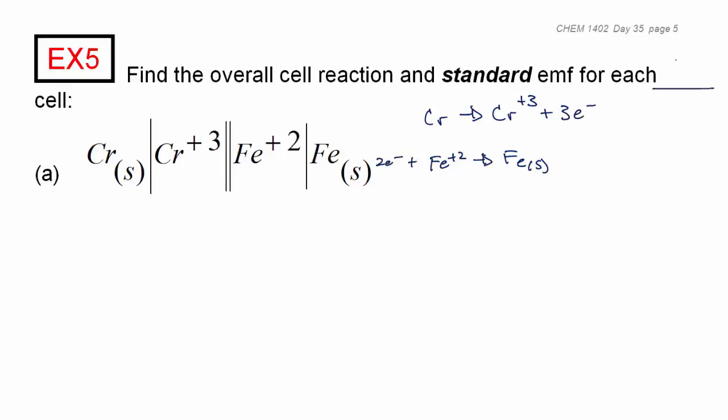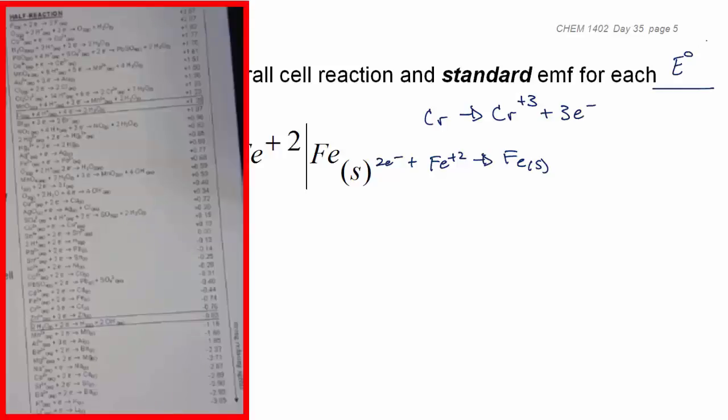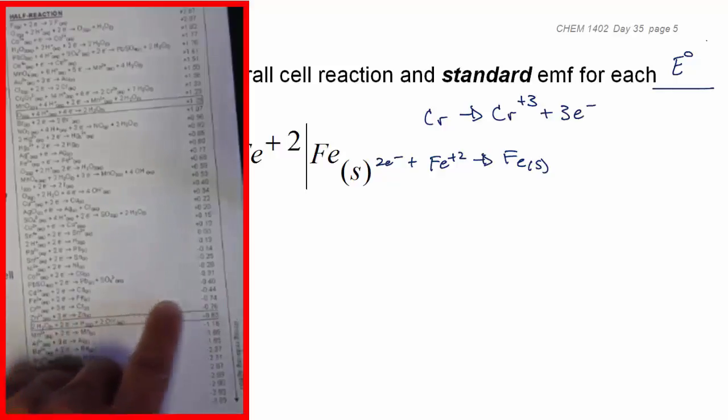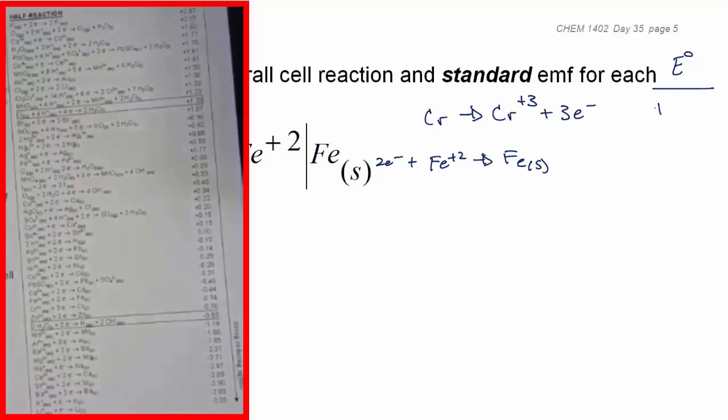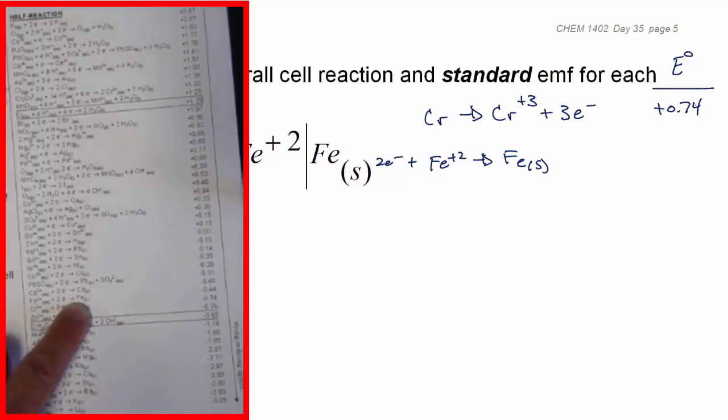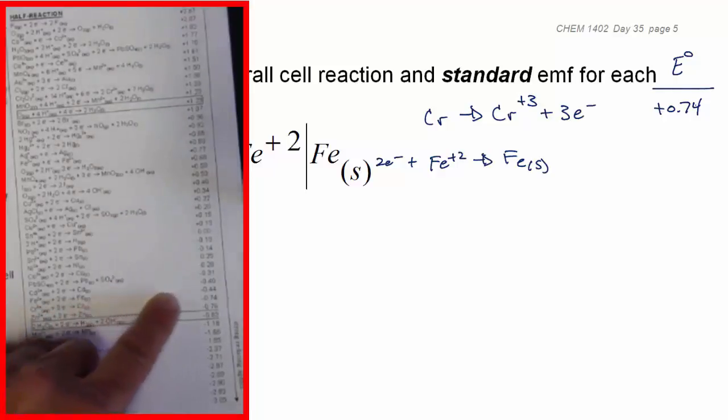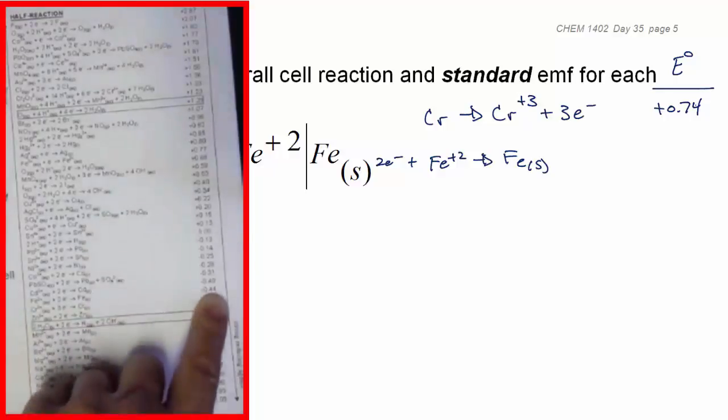So let's see if we can get our E zeros. Chromium going to chromium 3 plus plus 3 electrons. Here it is, but it's reversed, right? So that has to be a positive 0.74. 2 electrons plus iron 2 plus forms iron solid. Here it is. It's written as it is, so just copy it from the table, negative 0.44 volts.